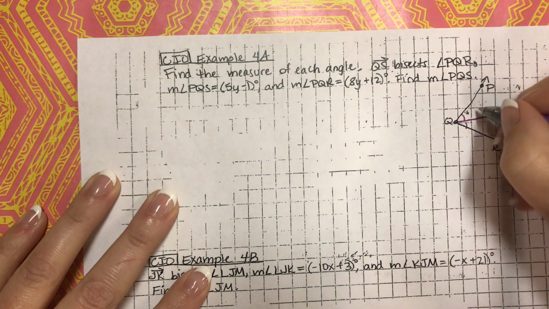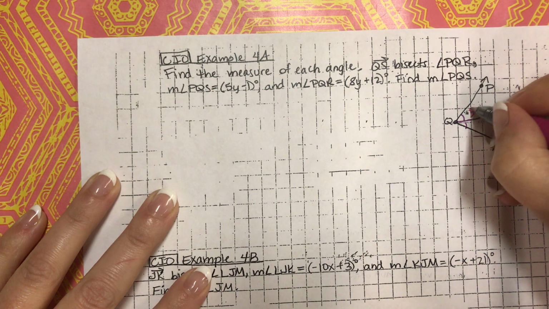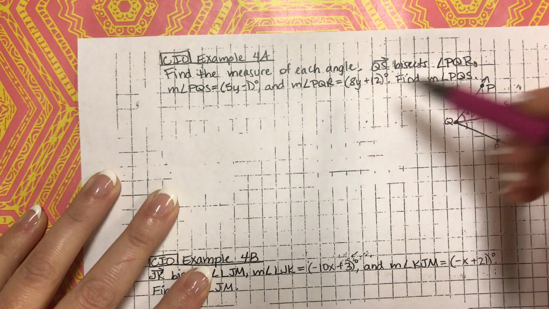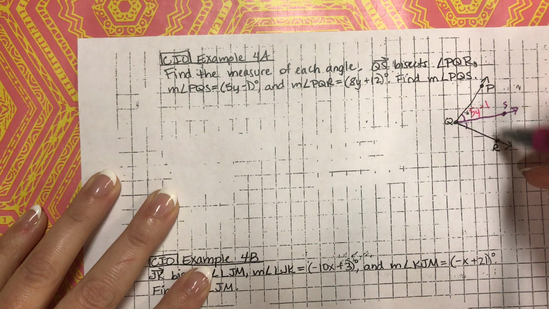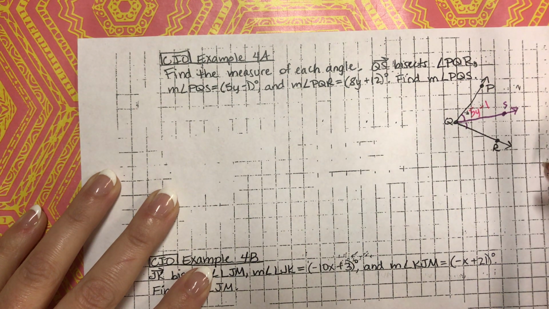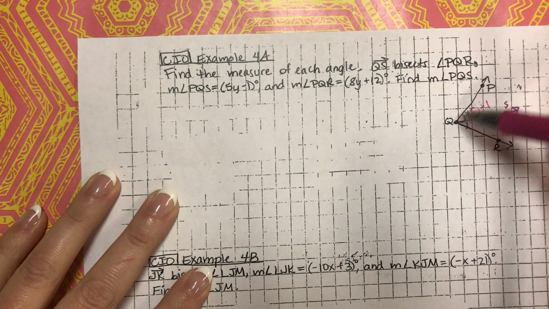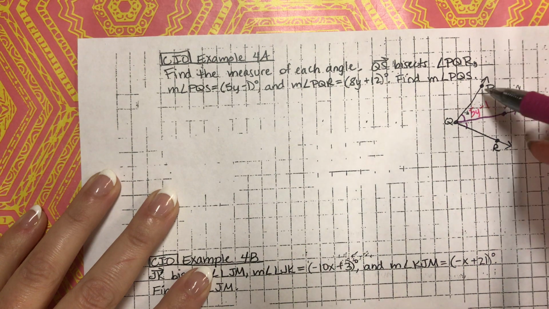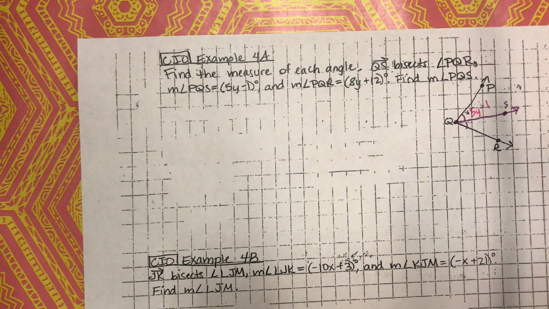PQS is 5y. This is 5y minus 1. And PQR, the whole thing, is 8y plus 12. Okay, so what we need to do is find the measure of PQS, this part right here. So it gives us this piece and it gives us this whole, all right? So this is one of those ones where we want to go ahead and write down those 5 angle bisector formulas and figure out which one we want to use.